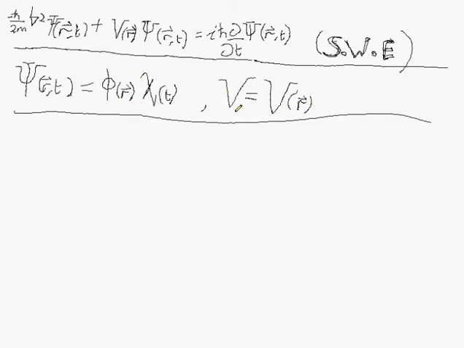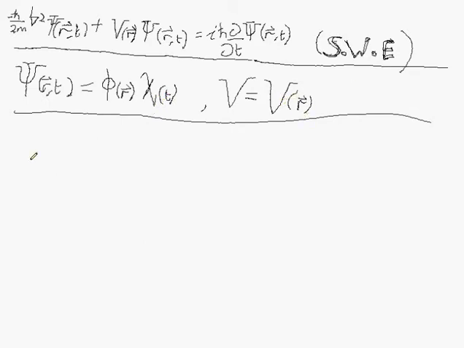The second assumption made in this derivation is that the potential energy operator operates only on position. Now this will become important. This importance will become apparent in a few moments when we'll see that this means that the potential operator does nothing to this chi function here.